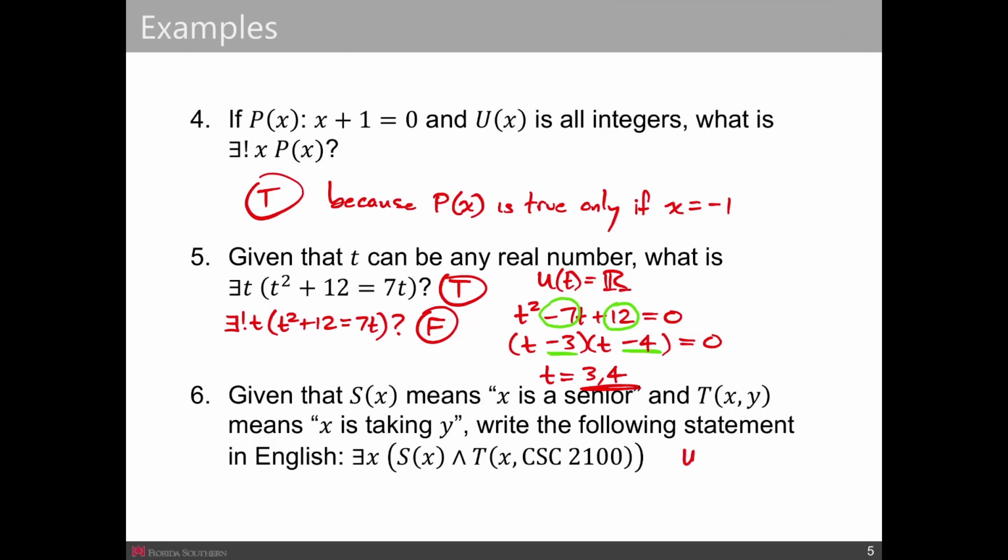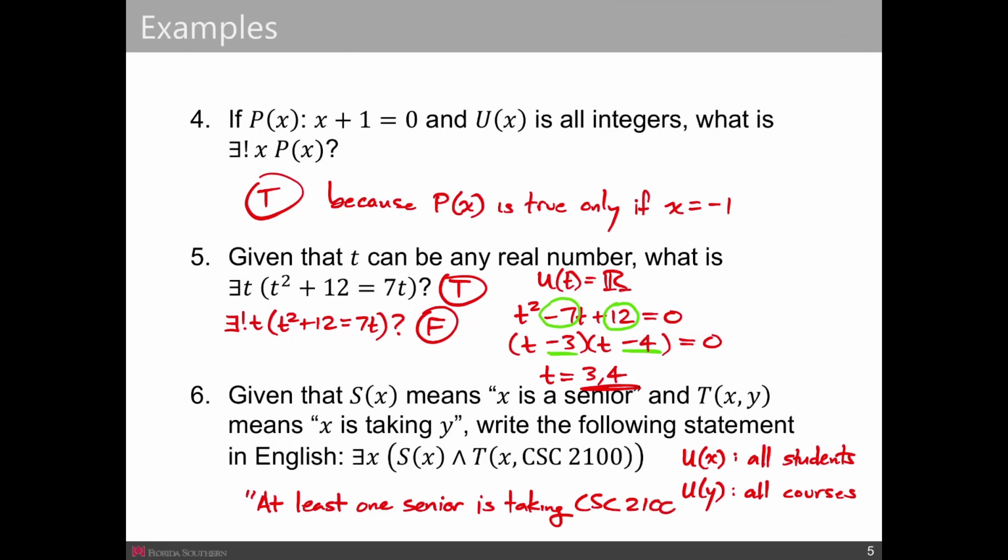So let's start first by agreeing on some domains, x and y. It appears that x is referring probably to students, so let's let the domain be all students, and y appears to be talking about courses, so let's let the domain of y be all courses. If I were to write this in a conversational manner, in the way that I would talk to a friend or a colleague, I might say something like this: at least one senior, that's the S at x, is taking CSC 2100. Can you see how that translation works?